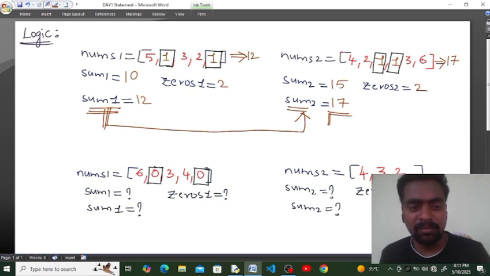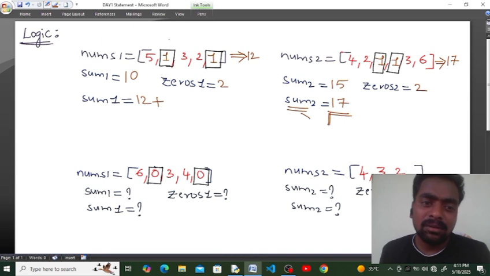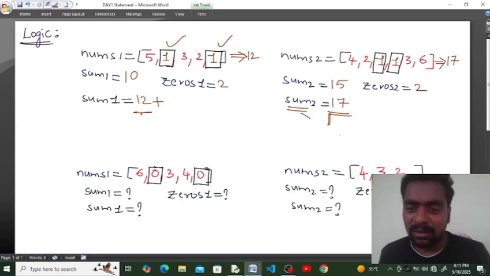You can make sum1 equal to sum2 because sum1 is the smaller value. And moreover, as sum1 is smaller, we have to add some values to this 12, right? So where can you increase the value? The zeros only, right? Here we have two zeros. So to make this 12 into 17, definitely our target is the zeros only. We have to replace this zero with some other number.